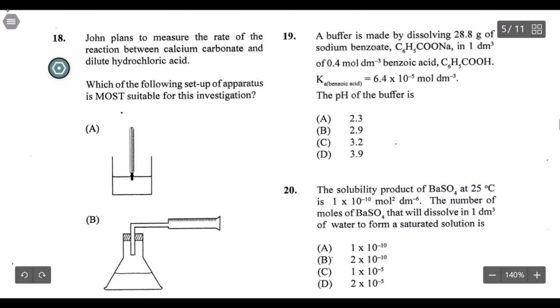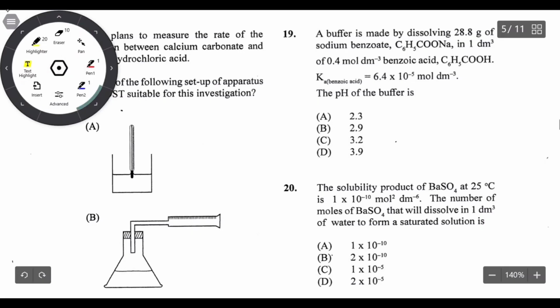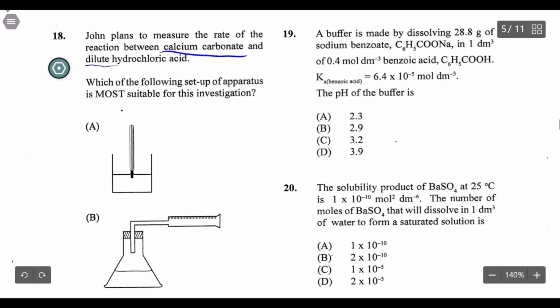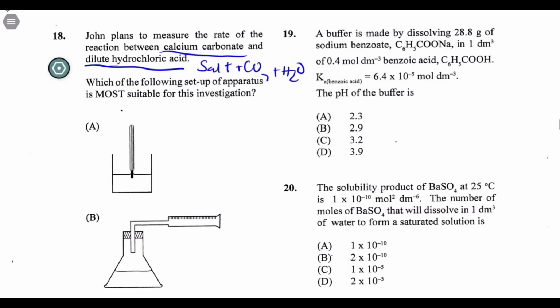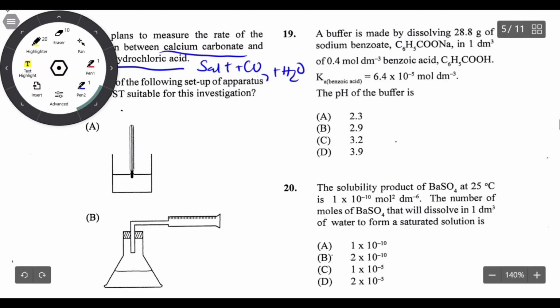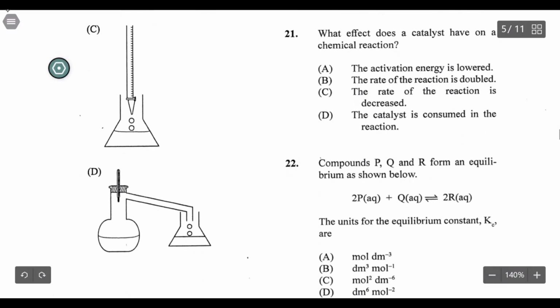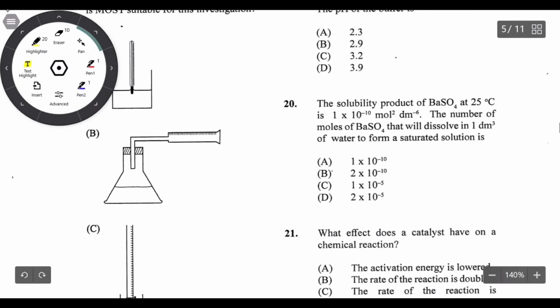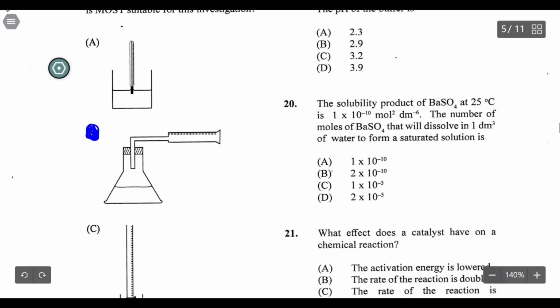Number 18. John plans to measure the rate of reaction between calcium carbonate and dilute hydrochloric acid. It's important for you to know the products formed when a carbonate reacts with an acid, and you would get a salt, CO2, and water. Which of the following setups of apparatus is most suitable for this investigation? Looking at these, you would want to use B so that you can calculate the volume of CO2 produced in the syringe.